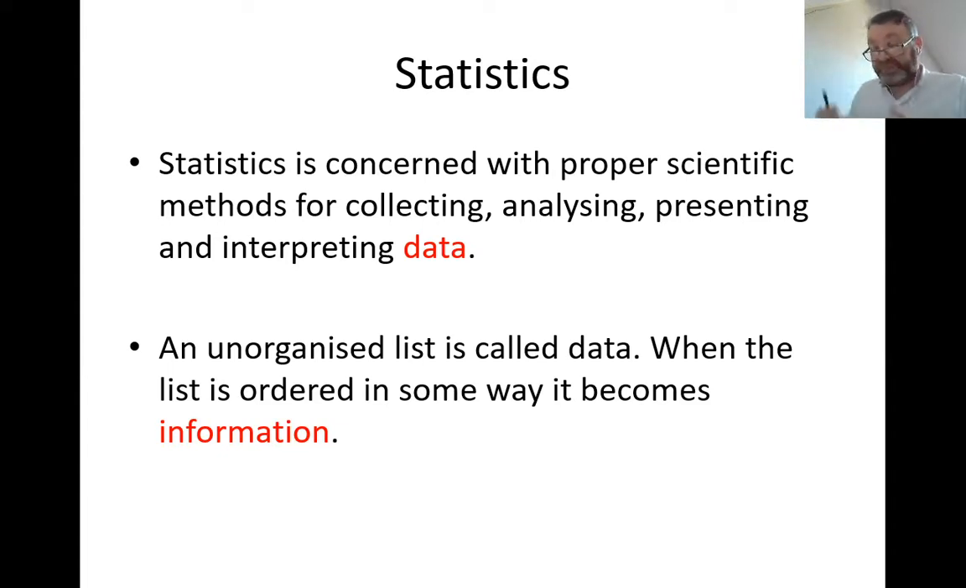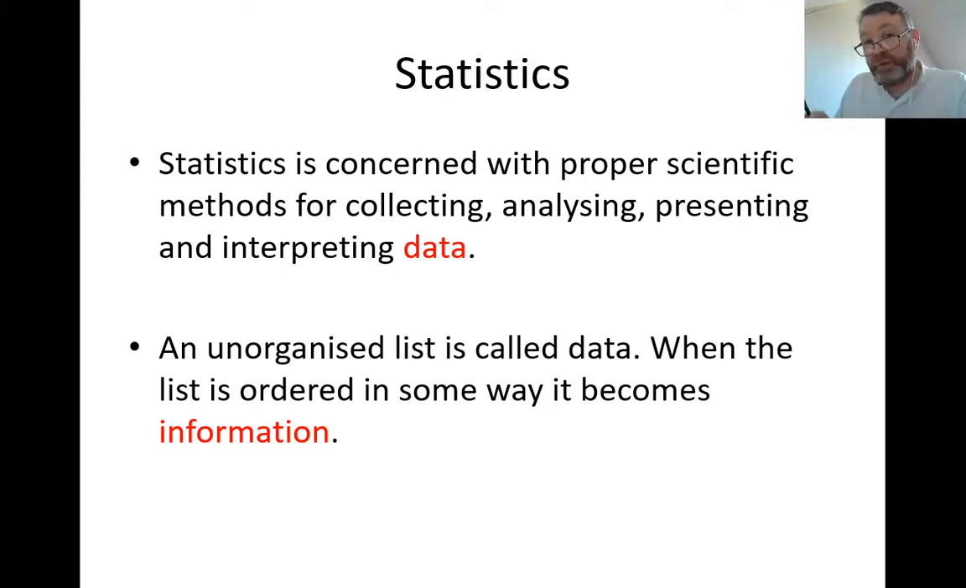Okay, so as I said here in red, when the list is ordered in some way, so maybe you want to highlight your favorite color car, or maybe you want to highlight a favorite car, well then that's information, because when you order raw data, it begins to tell a story. Okay, and that's what statistics is. It's taking in raw data and manipulating it to tell a story.